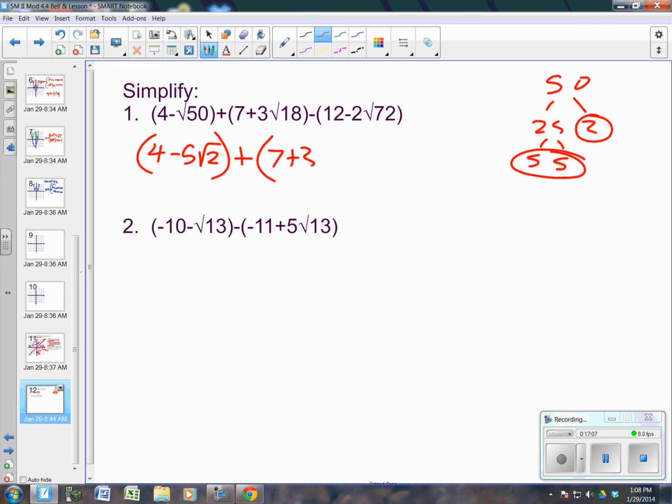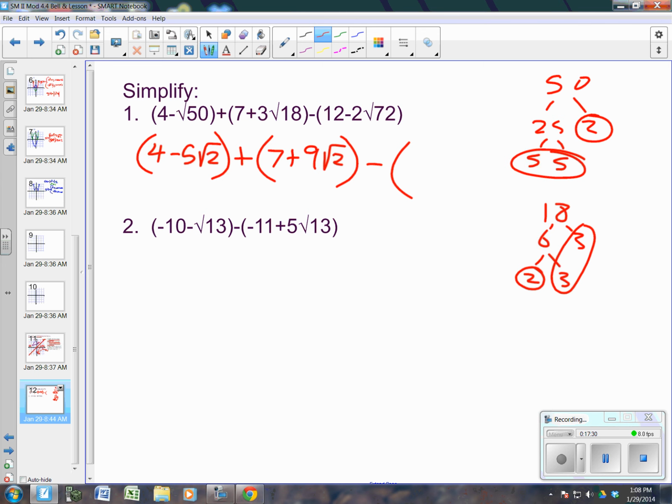This is going to be 7 plus 3 root 18. Except 18 breaks down into 6 times 3, right? And that breaks down to 2 times 3, so I have a pair of 3s. I have a loner 2, so it's going to be 3 root 2. But it already has a 3 in front of it, so 3 times 3 is 9 root 2.